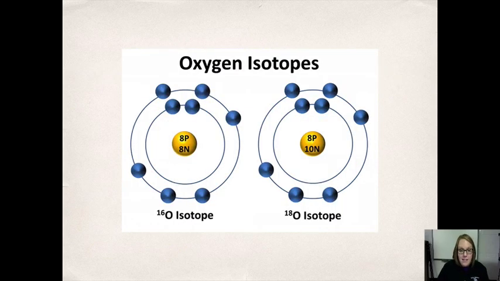Take a look at these oxygen isotopes. On the left, we have 8 protons, and on the right, we have 8 protons. They are isotopes of each other because they both are oxygen. However, the element on the left has 8 neutrons, and the element on the right has 10 neutrons. So remember, isotopes are elements that have the same number of protons but different numbers of neutrons.